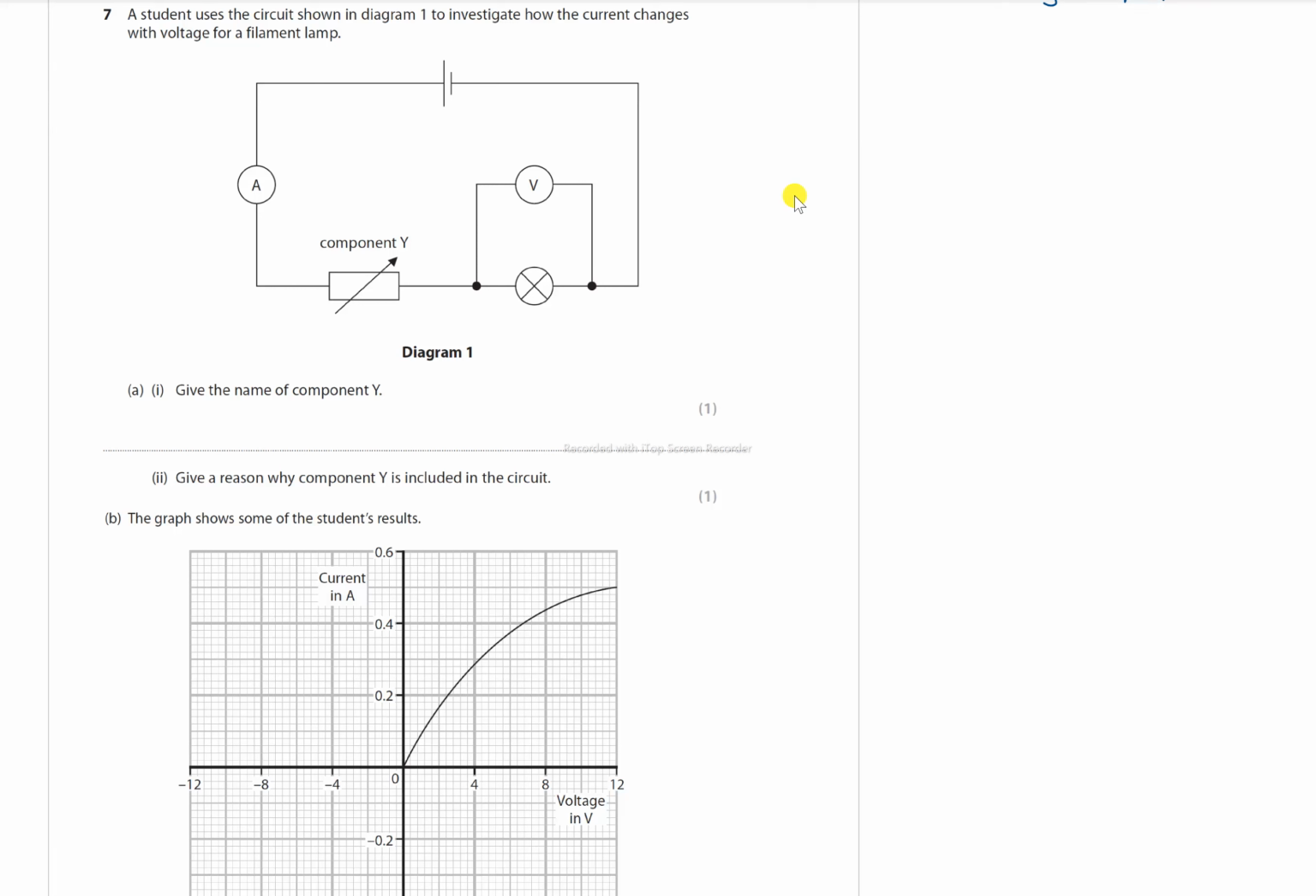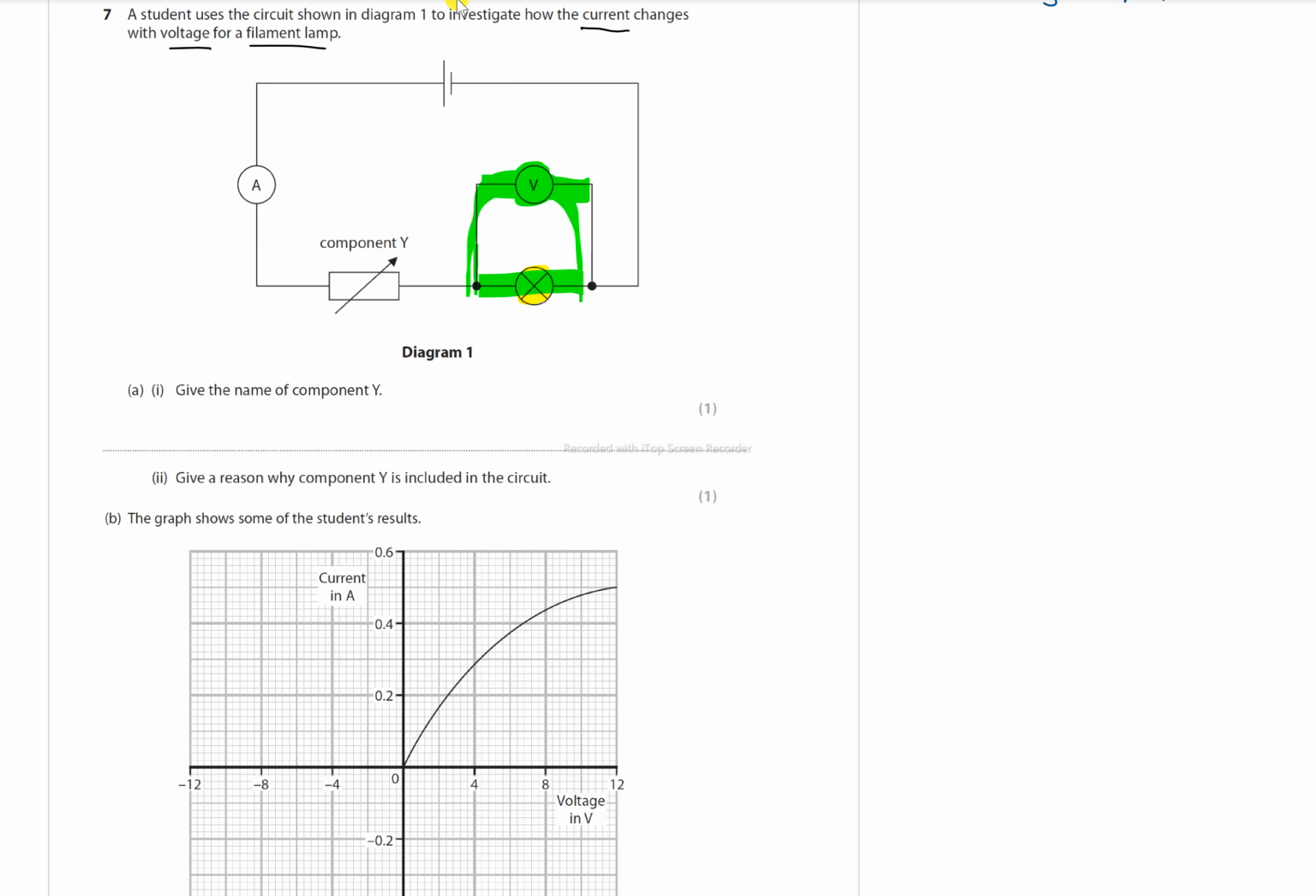Right, we're carrying on with this electrical worksheet or exam questions. A student uses the circuit shown in the diagram to investigate how current changes with voltage for a filament lamp. So this is our lamp. Our voltmeter, have you noticed, runs parallel to the filament lamp because we're measuring the voltage across the lamp.